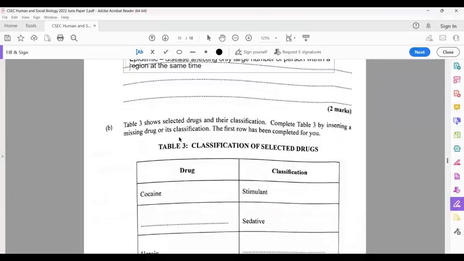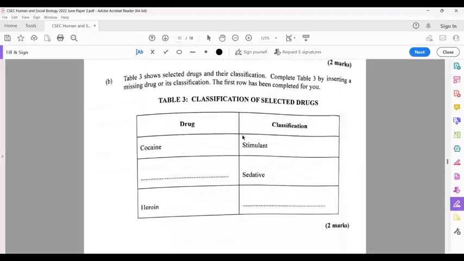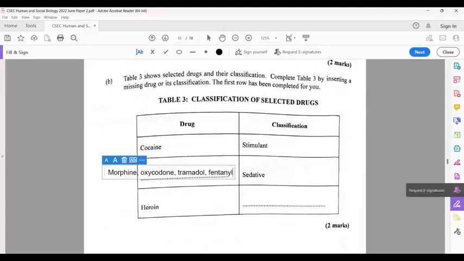Table 3 shows selected drugs and their classification. Complete table 3 by inserting a missing drug or its classification. The first row has been completed for you. So they gave you an example of how to do it. So we have cocaine and it's classified as a stimulant. Now they leave a blank and they ask you to provide a sedative. And you could have chosen any sedative you want. And I think many persons do know of sedatives: morphine, oxycodone, tramadol. Any of them would satisfy. You only need to give one answer. Heroin, they ask you, what is the classification of heroin? And I hope persons know that heroin is a depressant.